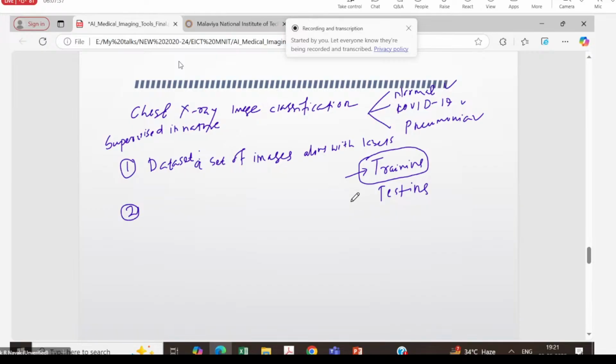As we have to perform training first to design the model, we have to first split the data set into train and test, because you do not have any other set or any unknown images. So what we have is this many images. Let's say, for example, I have 1,000 images, and among them, 500 images belong to one category, 300 belong to another category, and 200 belong to the COVID-19 category. This is what is given to us.